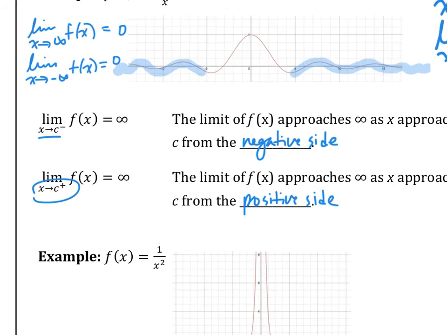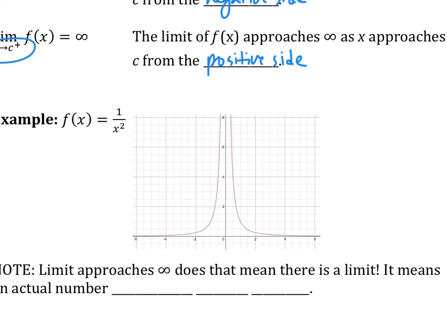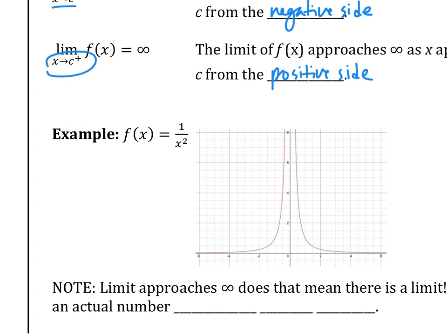Okay, how does that look? So if we look at this example here, 1 over x squared, let's ask the same kind of question. Limit as x goes to 0 from the negative side. Where is y going to? If we're talking about x going to 0 from the left-hand side, the negative side, where is y going to? If you travel with the graph, you can see that it keeps going up. So we're going to call this infinity.